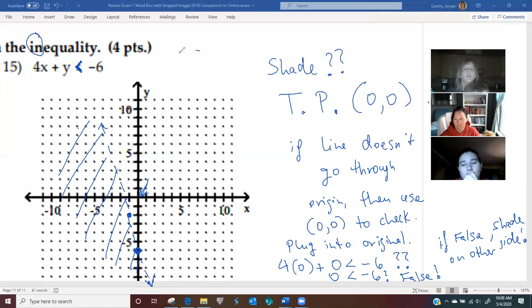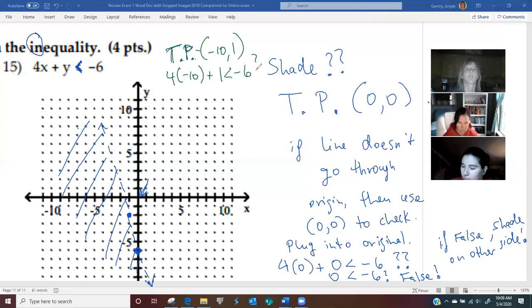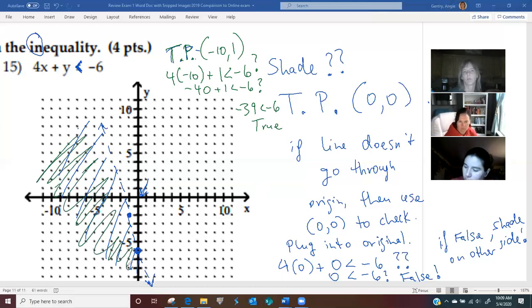What if you'd said, hey, let me do one more test point, and I'm going to pick something from over here, negative 10, 1. And I'm going to see in the original, 4 times negative 10 plus 1 less than negative 6, question mark. Negative 40 plus 1 is negative 39, less than negative 6, true. Therefore, if it's true, you shade on the side that's true. And guess what? That's the same side because we did it right in the first place.